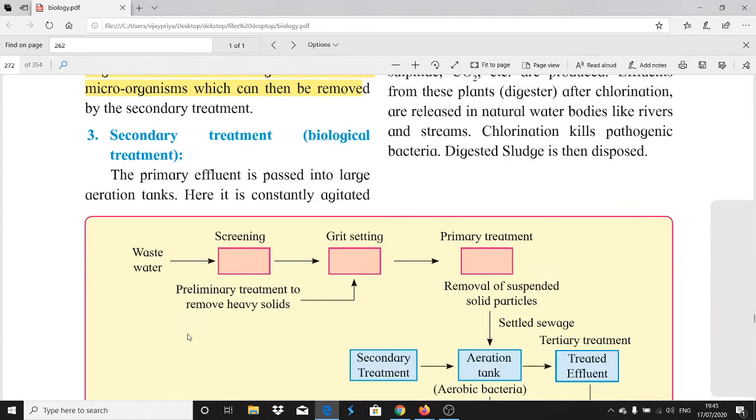You can observe in this diagram, wastewater is first screened, then the grit settling is done with the help of pebbles, where there is removal of heavy solids, then primary treatment with the removal of suspended solid particles. Now there is another part called biological treatment. Secondary treatment, it is known as.